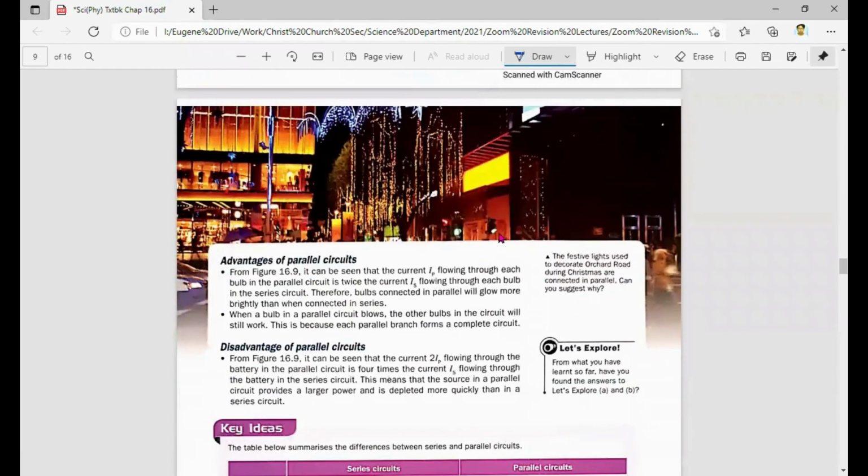So what are the advantages of using parallel circuits for lighting? What we know is that bulbs connected in parallel will definitely glow more brightly than when connected in series. Second, in a parallel circuit, because they are all connected in parallel, when one of the bulbs blows or malfunctions, the other bulbs will still work. So there are two advantages of using a parallel circuit.